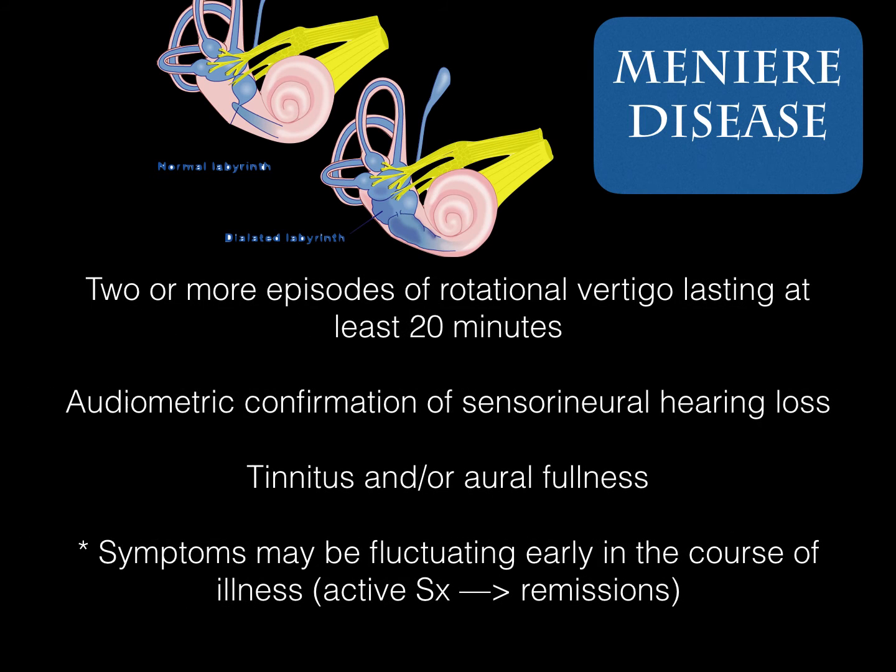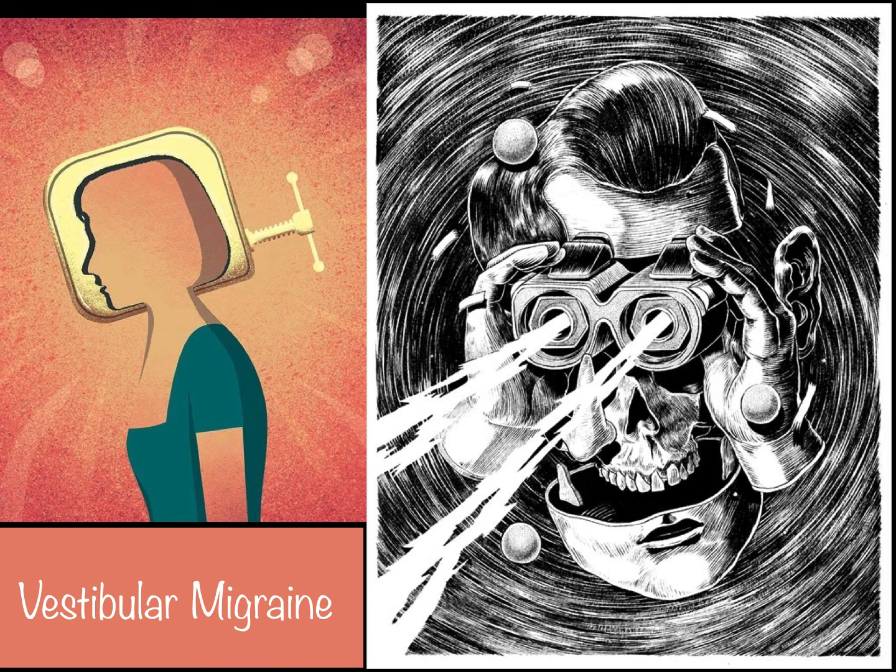All right, so this is a review of that. 2 or more episodes of rotational vertigo lasting for 20 minutes, audiometric confirmation of sensorineural hearing loss, tinnitus and/or aural fullness, and remember this could be fluctuating with complete remissions in between. All right. Vestibular migraine is everything you would think of a migraine.